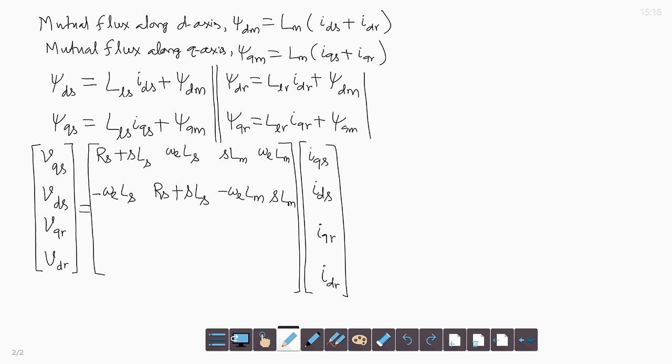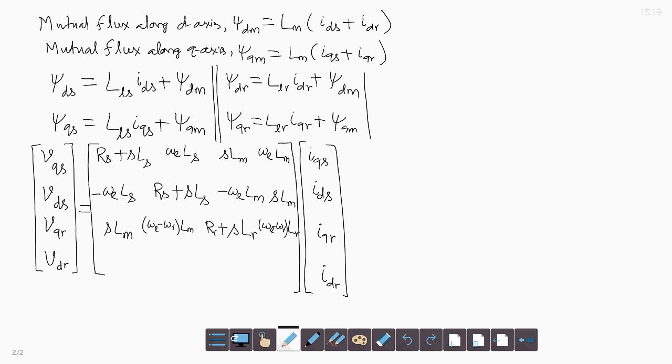Similarly, Vqr is Rr Iqr plus d psi qr by dt, and d psi qr by dt is s Lr Iqr plus s Lm Iqs, then plus (omega e minus omega r) into psi dr. The omega e minus omega r term is there, and psi dr is Lr Idr plus Lm Ids.